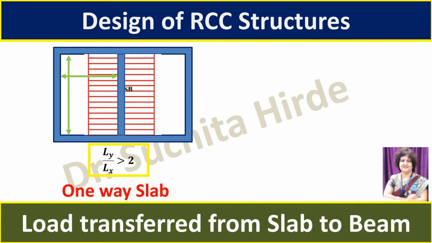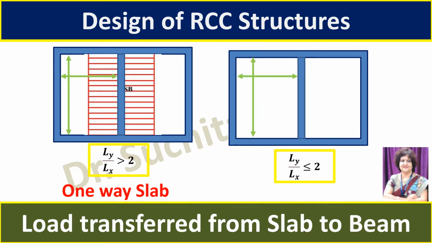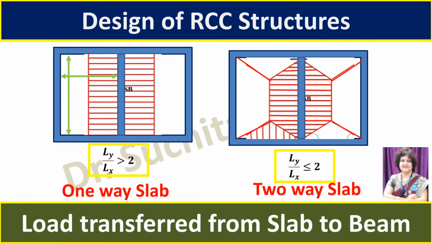But if the same beam supports two-way slab, in that case, you know that two-way slab means when Ly by Lx ratio is less than or equal to 2. In such case, we call this slab as two-way slab. So in this case, the load from the slab is transferred to the beam in the form of triangular and trapezoidal fashion. The triangular load on the shorter beam and trapezoidal load on the longer beam.